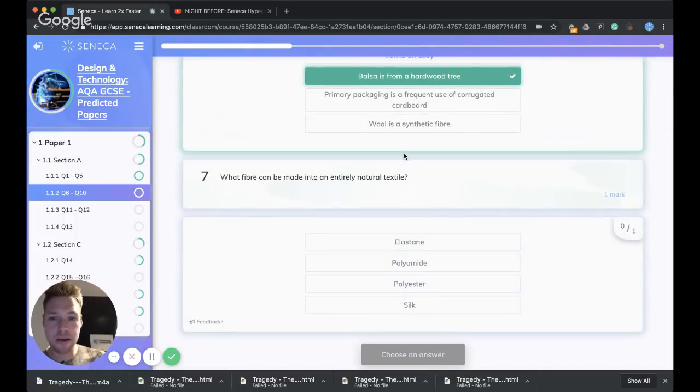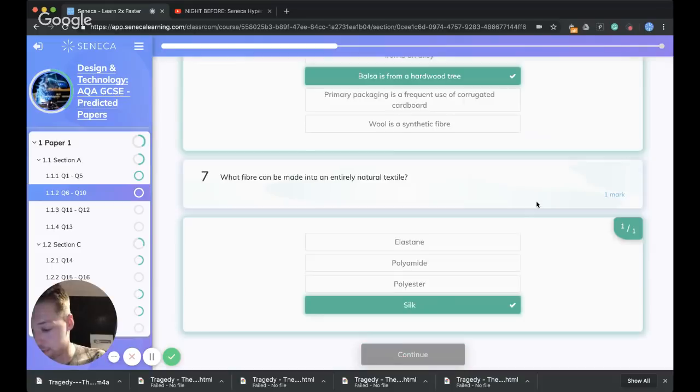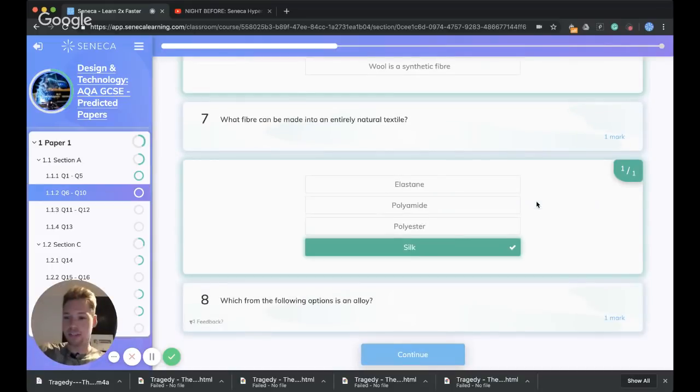So what fiber is made into an entirely natural textile? Cotton would be a good answer, really good. But out of these options, what is the best answer? Elastane, polyamide, polyester, or silk? Really good, Emma. It's silk. Killing it. You guys are on it.